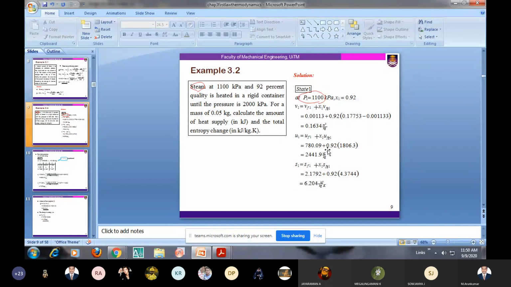So these were discussed in the earlier last class. Just try to interpolate and find the value of U1, that is, the specific internal energy. Also from the table we can find the specific entropy. We can take the SF and SG values in the same table, then we can find the value of S1, the specific entropy. We want to find the heat supply and the total entropy change, so we have to go to state 2.